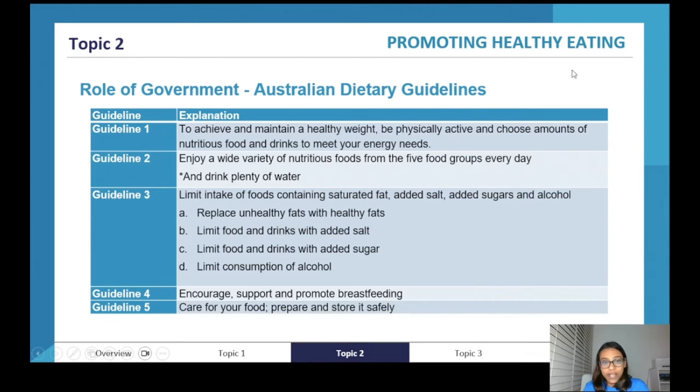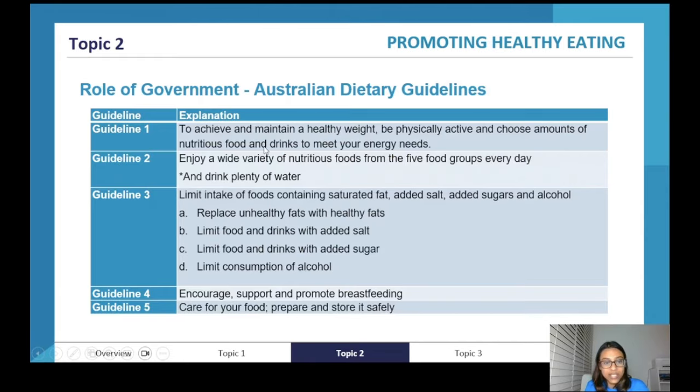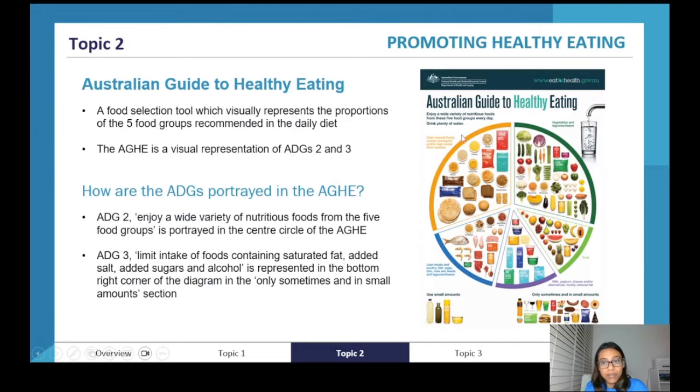Then we've got promoting healthy eating. We've got the government ones, so the ADGs. Please know all of these. Know all of them, I'm not kidding. Know what's included in each of them. Also know what's included in each of these sections. You need to be able to.